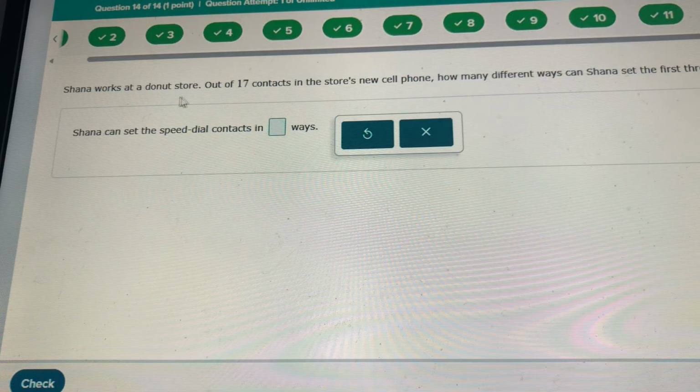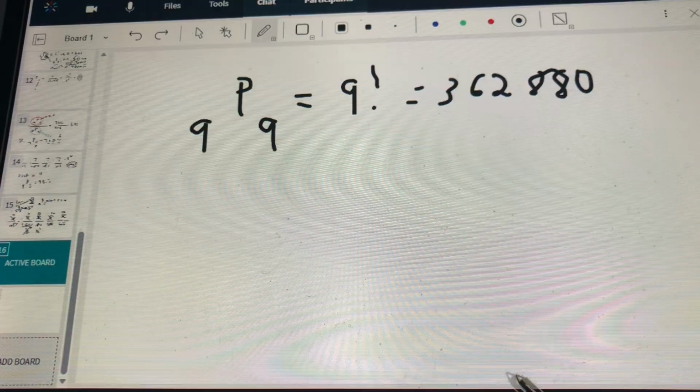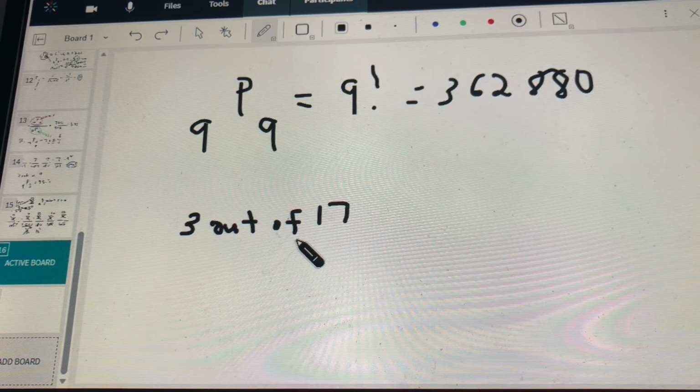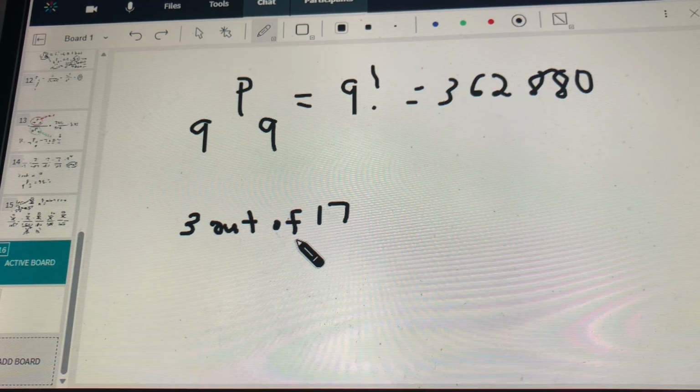Shanna works at a donut store. Out of, that's a key giveaway that it's not one of these and one of those. Out of 17 contacts in the store's cell phone, how many ways can she set the first 3 speed dial contacts? See, she's choosing 3 out of 17. She's clearly not using them all. But it's 3 out of 17. It's not 1 of 3 and 1 of 17. If this was like choose 1 of 3 donuts and 1 of 17 drinks or something like that, then you would do 3 times 17.